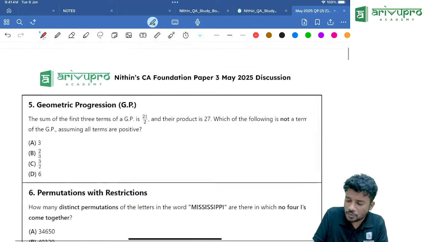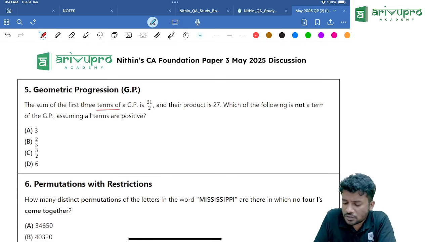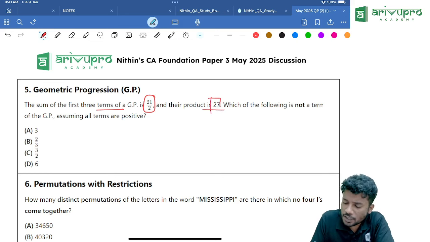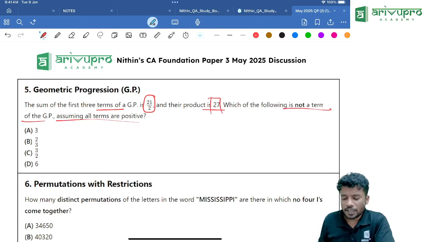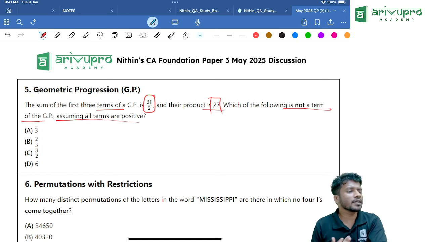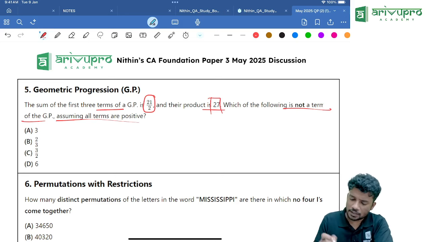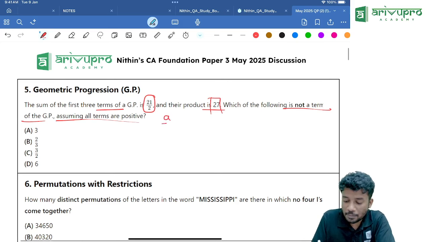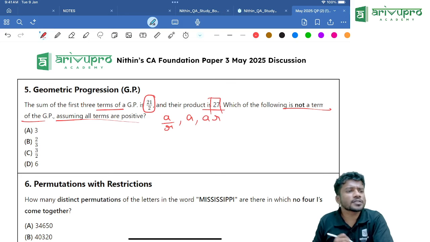Now, next one. Look at this. The sum of the first three terms of a GP is 21 by 2 and the product is 27. Which of the following is not a term of the GP, assuming all three terms are positive. They are telling that all three terms are positive, and the sum of the three terms is given and the product is also given. So what assumption are we going to take whenever it is a GP? You remember A by R, A, AR. Now you tell me what is the product?